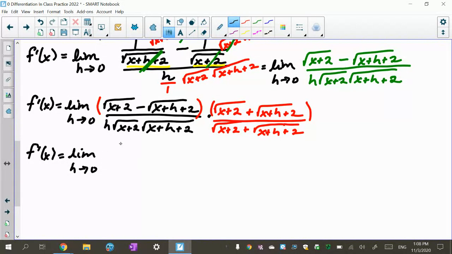Sorry, guys, I keep hitting the side button, which is erasing as I'm writing. Minus, and then radical x plus h plus 2 times radical x plus h plus 2 is just a plain old x plus h plus 2, but make sure you put it in parentheses because it's going to change all the signs.